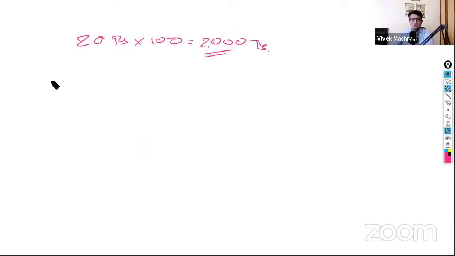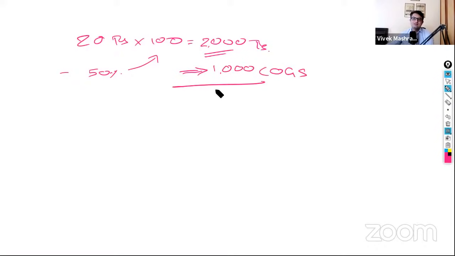Then of course all the aloo and everything is costing them something, right? So say 50% of what he is earning is his cost. So the cost of goods going into this will be 1000 rupees. After the cost of goods sold, what remains is known as gross profit. Okay, this is known as gross profit.